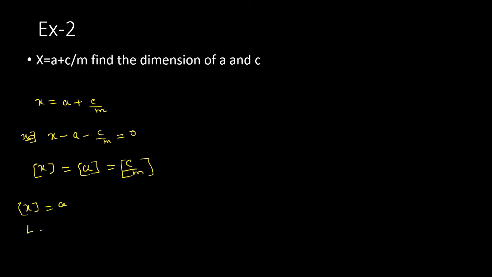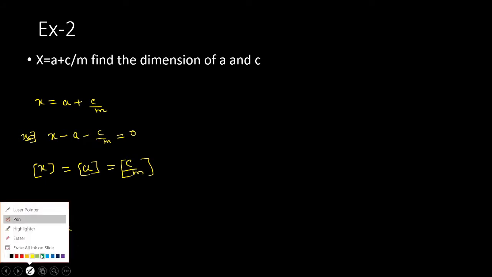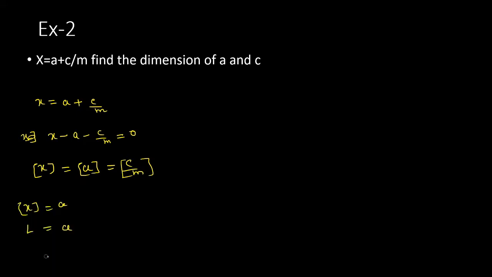So according to the principle of homogeneity, the dimension of x will be the dimension of A. What is the dimension of x? The dimension of x is L. So what will be the dimension of A? The dimension of A will be L from this equation. Okay, so now we have the dimension of A, equal to L.